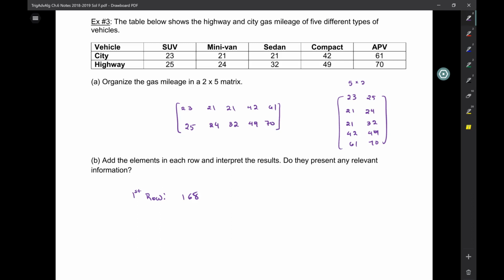Okay, what have we done now? There were 5 numbers, and now we added them. Yay for us. Now it says interpret the results. What is the 168? It's the number of what? It's like gas mileage. Gas mileage of what, though? It's the sum of the gas mileages of all the different cars in the city.